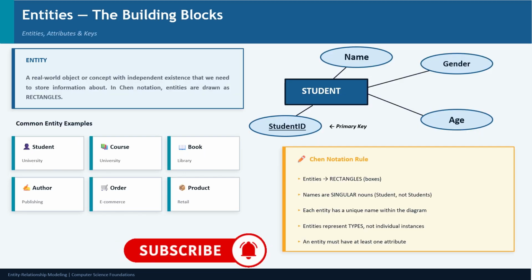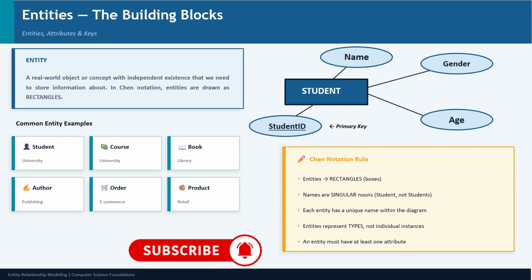First building block. What is an entity? An entity is a real-world object or concept with independent existence. It's something we need to store information about. Example: student, course, book, author, order, product. Notice each of those is a thing, a noun that exists in your domain. In a chain ER diagram, entities are drawn as rectangles. Simple, clean. A box with the entity name inside.